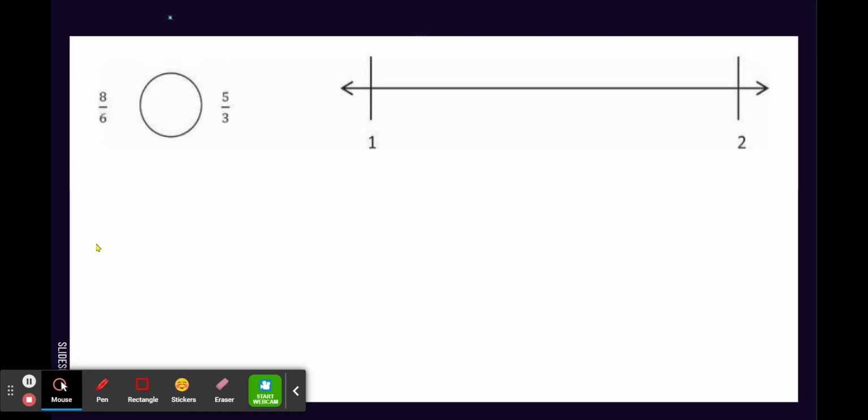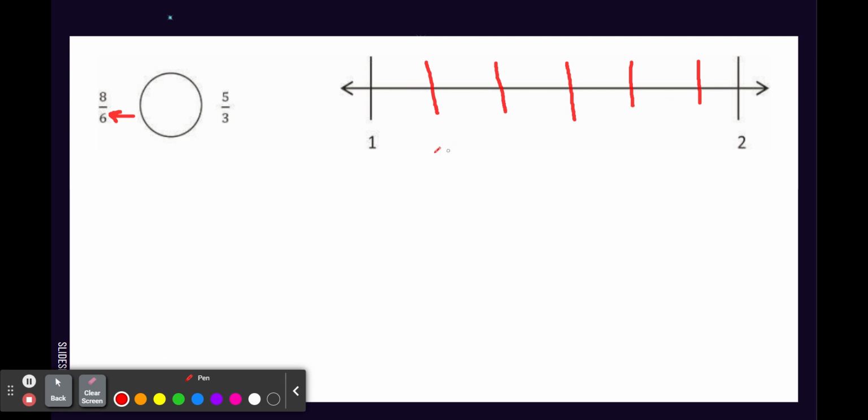Now, what if I have numbers with two different denominators? So I have 8/6 and I have 5/3. I have to figure out which one is closer to 0. Now, in both these cases, I actually have numbers larger than a whole. So let's first look at 8/6. So I have one whole, 1 to 2 on my number line, right? So this is going to be my whole. My denominator is telling me that I have 6 equal parts for each whole. So let me divide this into 6 equal parts.